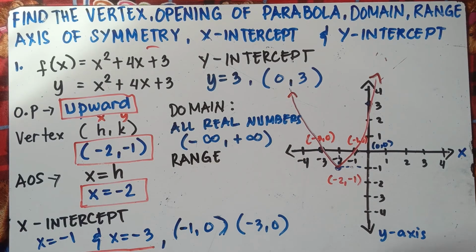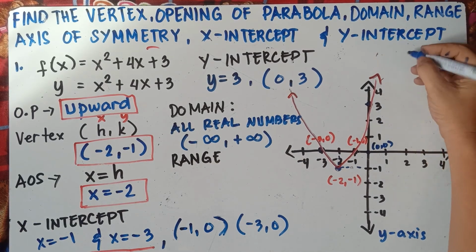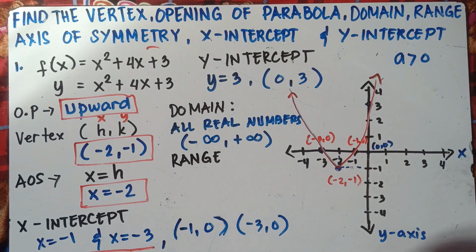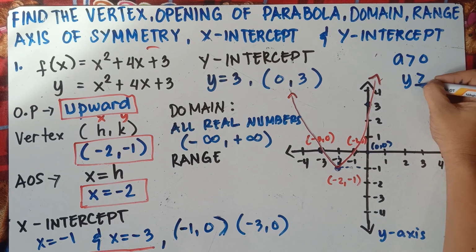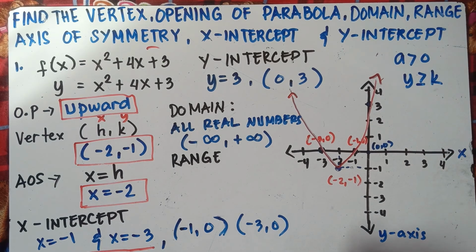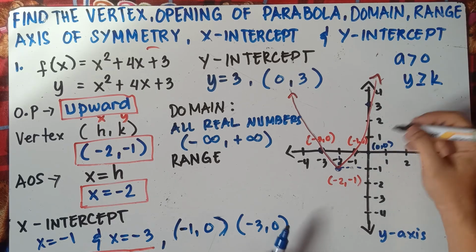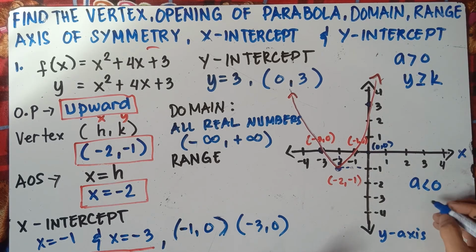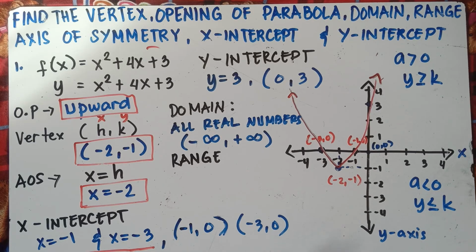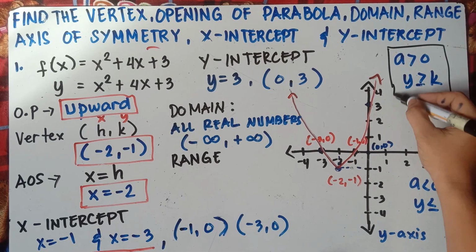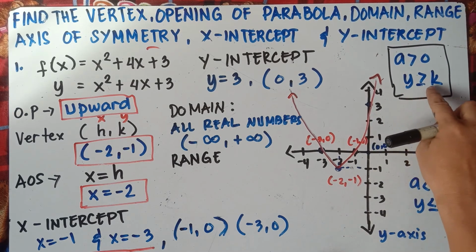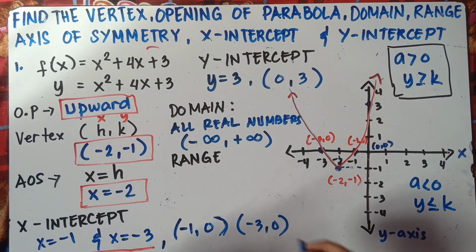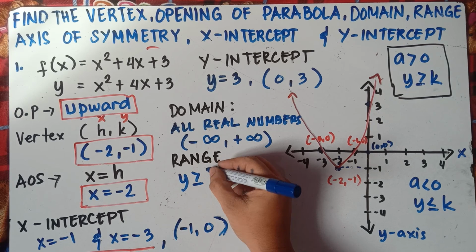So the range, class, is very easy. If your A is greater than 0, the answer for range would be y is greater than or equal to k. If your A is less than 0, your answer will be y is less than or equal to k. Now, is our A less than 0 or greater than 0? That's correct. Our A is greater than 0 because our A is positive 1. So we will be using y is greater than or equal to k.